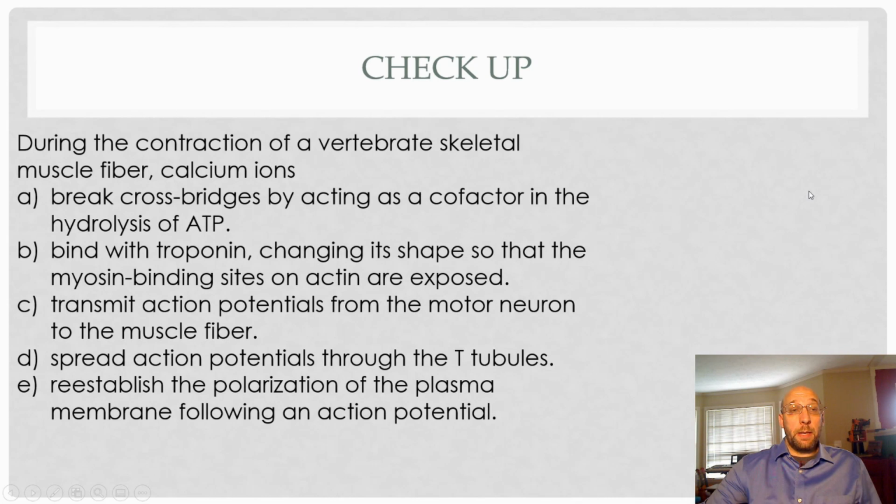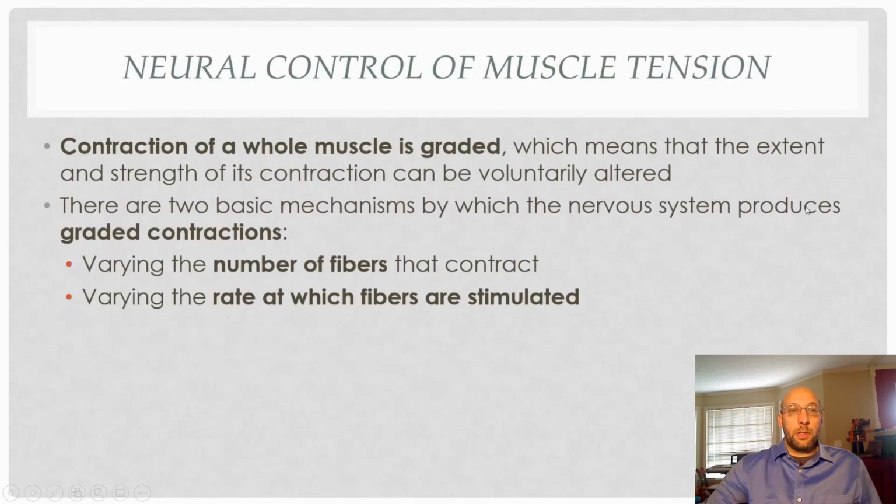The answer is B, bind with troponin, changing its shape so that the myosin binding sites on actin are exposed. So in order to control the muscle and have fine motor skills, fine motor movement, the whole muscle actually is graded. There are graded contractions.